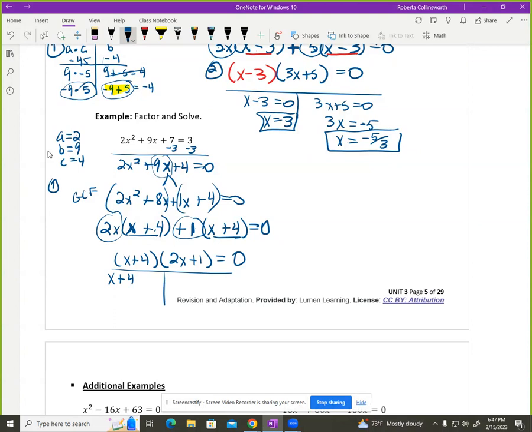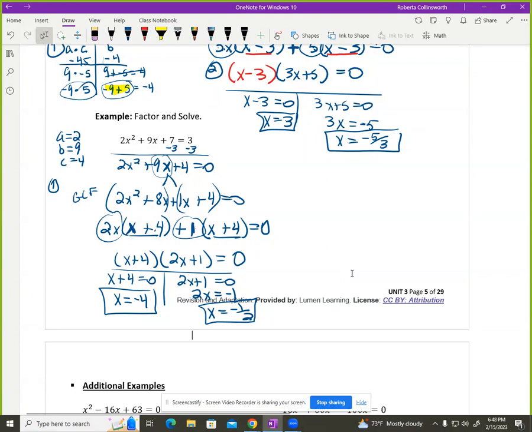Now I set them both equal to 0. So I subtract 4 on both sides. I subtract 1. Divide by 2. And I found my two solutions. Y'all okay with that?